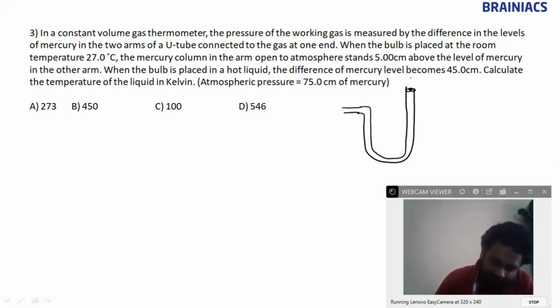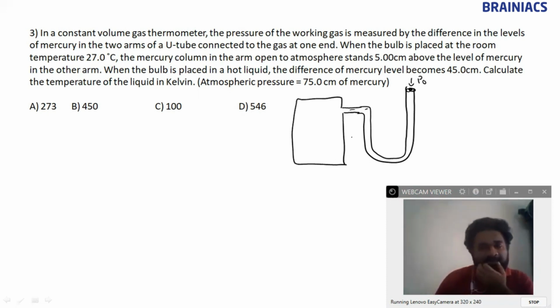So this end is exposed to atmosphere, and this end we used to connect to another gas. We have studied this in mechanical properties of fluids, and this entire thing is called what? Manometer. So the U-tube is connected to a manometer. The U-tube we study separately, the manometer we have studied along with the U-tube. This is also we have studied.